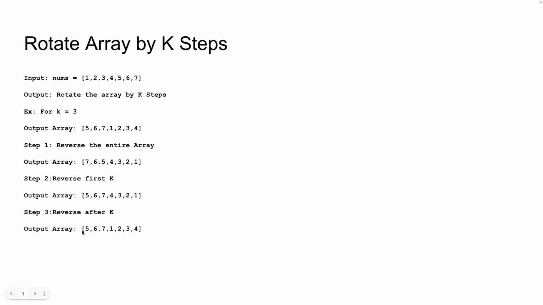So if you see here, it is giving the expected answer in three steps. The first step is to reverse the entire array. The second step is to reverse the first k elements. That is what they need. If they say 4, we'll go till 4. If they say 3, we'll go till 3. So k can be dynamic.